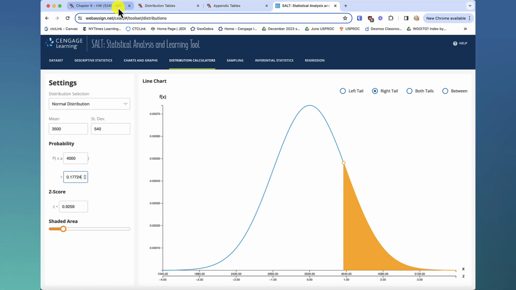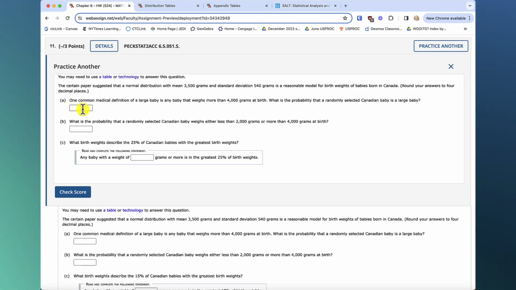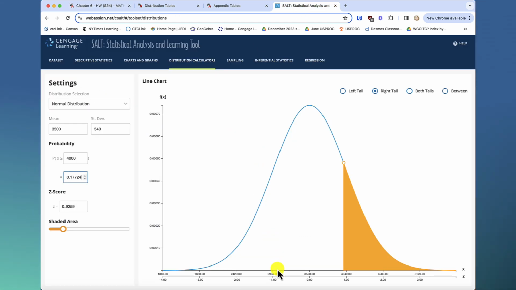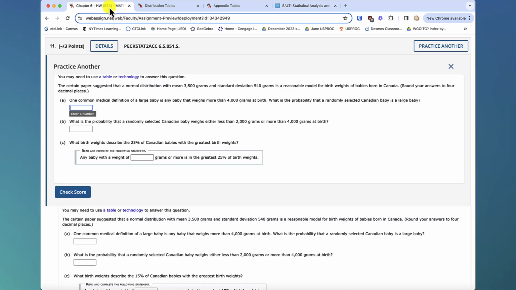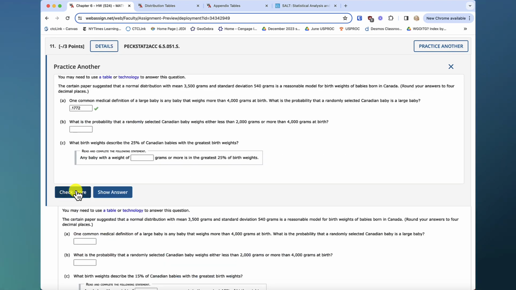So if we go back to the question, we would say, what is the probability that the randomly selected Canadian baby is a large baby? Round to 4 decimal places. Okay, so we have 0.1772. Check our answer. Great.